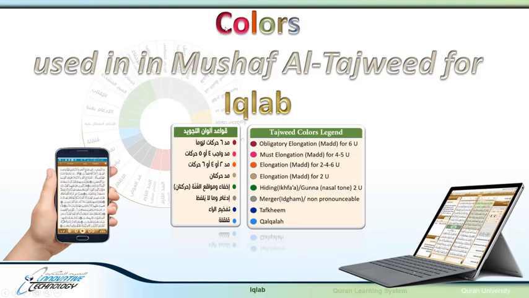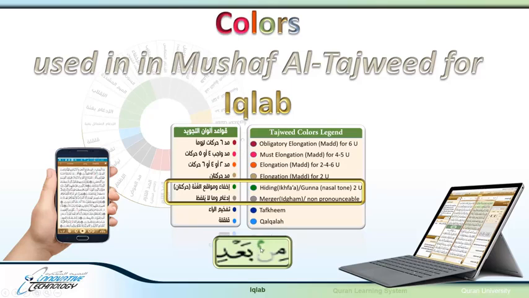We'll start our lesson by defining the colors used in Mus'haf al-Tajweed for Iqlab, which are basically the color gray for non-pronounceable and the color green for a small Meem on top of the Nun. Whenever a Nun Sakinah is followed by a Ba, the Nun is exchanged with a Meem, and thus the word Iqlab, meaning exchange. The Meem with Ghunnah appears green. And the Nun, since it's non-pronounceable, being exchanged with the Mim, appears in gray as a non-pronounceable letter.